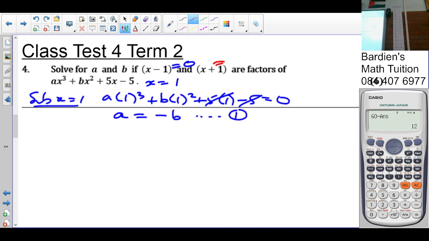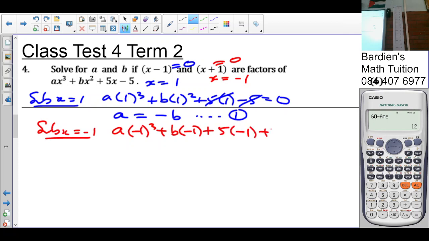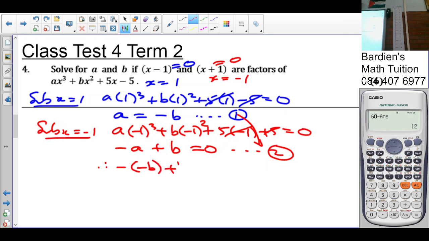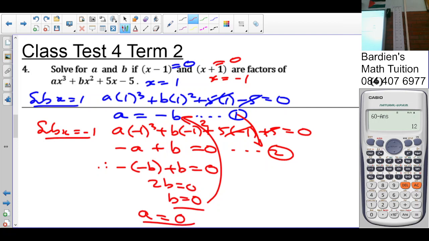When you do the other substitution now, set that equal to 0, so x is equal to minus 1. When you substitute x is equal to negative 1, you're going to get a times negative 1 cubed plus b times negative 1 squared. Wherever I see an x, I put a negative 1. Since it's a factor, I set it equal to 0. So negative a plus b, and that cancels again, equals 0. This is equation 2. So if I substitute equation 1 into equation 2, you will get minus b plus b is equal to 0. So there's going to be 2b is equal to 0, so b is 0. Substitute that back, a is going to be minus 0, which is 0. So a is 0 and b is 0.